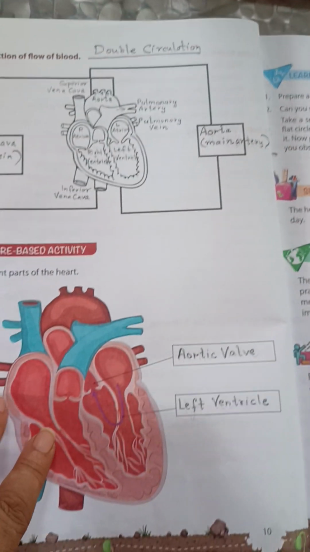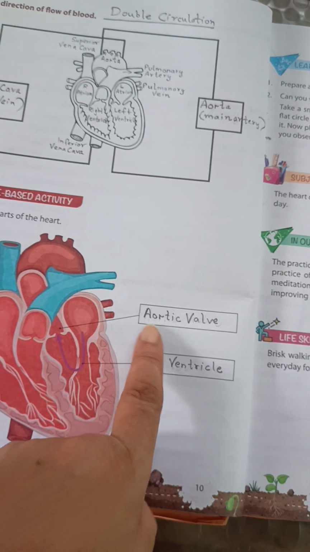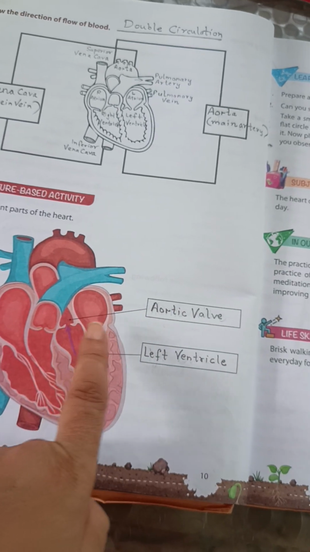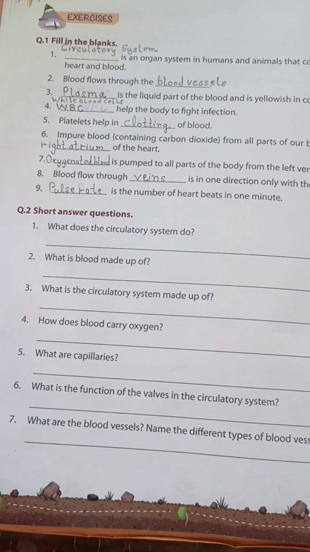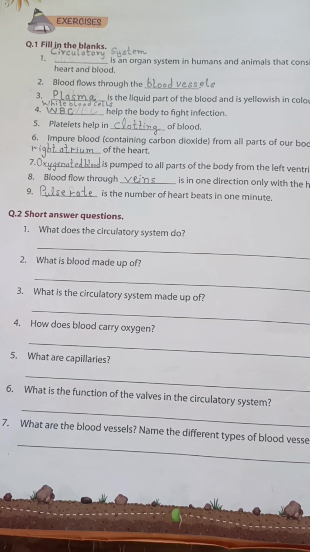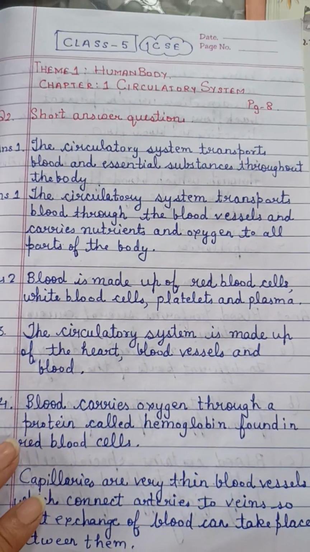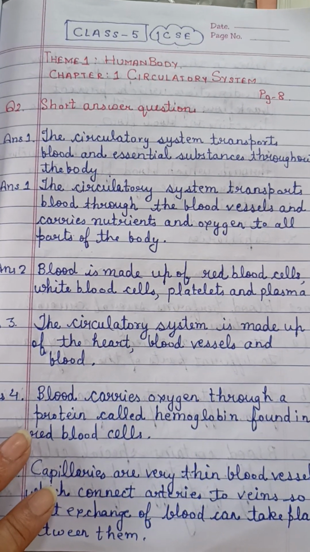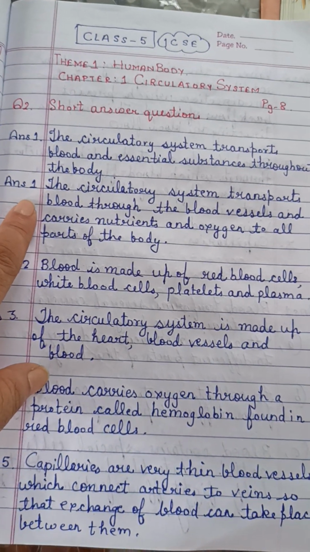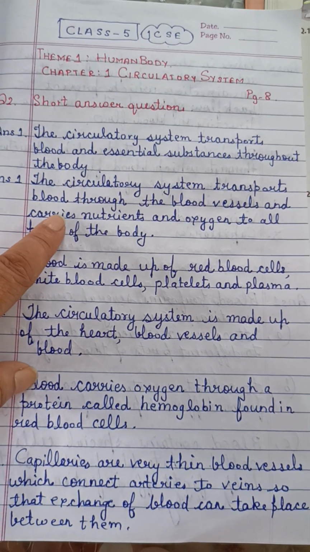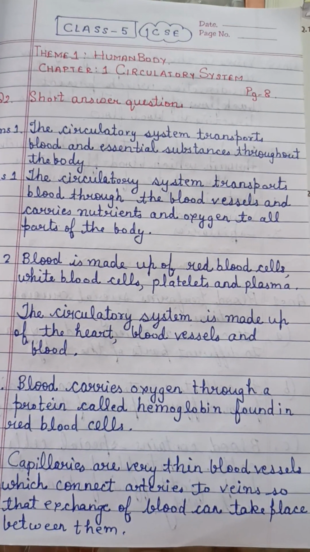Okay, so again the picture based activity, label the different parts of the heart. So this is our aortic valve and this is our left ventricle. Okay, so let's begin with the short answer questions. What does the circulatory system do? So the answer is the circulatory system transports blood and essential substance throughout the body. Or you can give this answer also, the circulatory system transports blood through the blood vessels and carries nutrients and oxygen to all parts of the body.